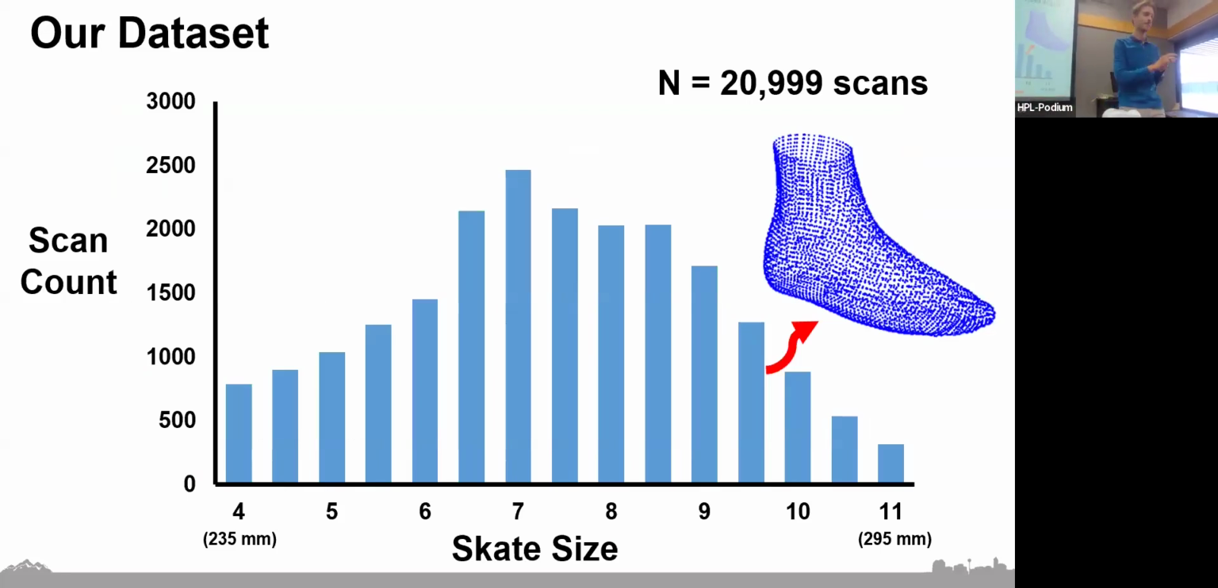I was given them. They were taken from customers using CCM's 3D scanning tool to recommend skate sizes. So they were sort of crowdsourced. We have close to 21,000 scans across many different lengths, right? And each scan, an example of which you can see here, is about 4,500 points.